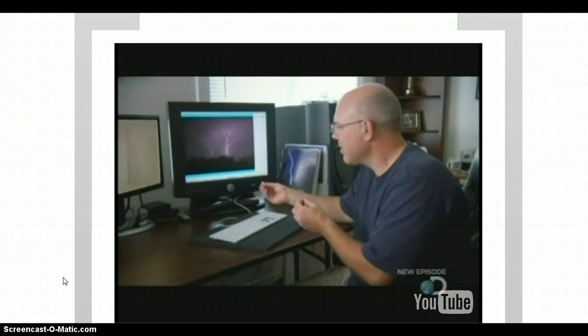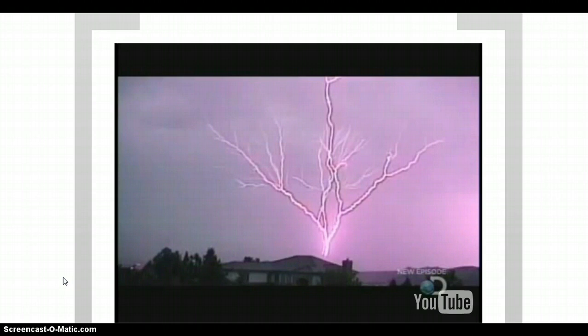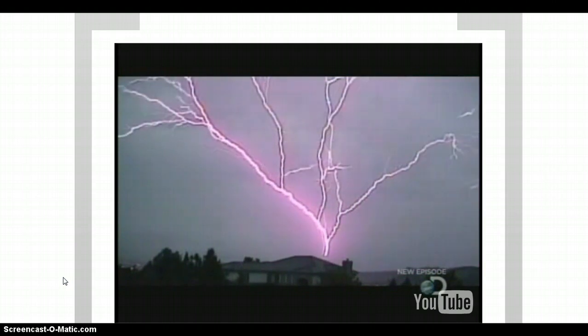The leader is shot up from the tower tip and goes upward. The images Tom has filmed over the last few years have astounded the world of lightning science.